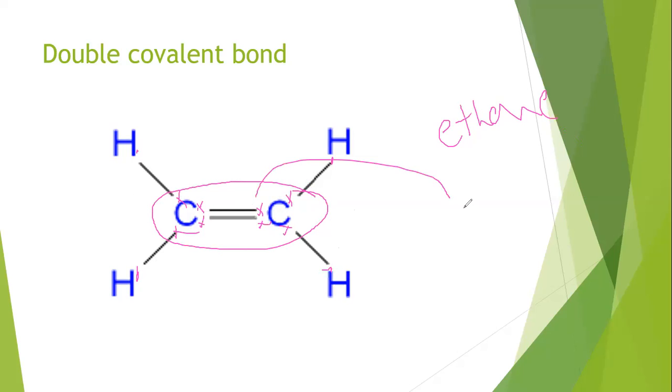So this ethene has 1 double covalent bond. Double covalent bond is represented as double line and single covalent bonds are represented as single line. These 4 are single covalent bonds, but this one is the double covalent bond because at a time two bonded atoms are sharing 2 electron pairs. This carbon is sharing its 2 electrons and this carbon is also sharing its 2 electrons. That's why it is called a double covalent bond. This hydrogen is sharing 1 electron and this carbon is sharing 1 electron with this hydrogen. That's why it is called a single covalent bond.